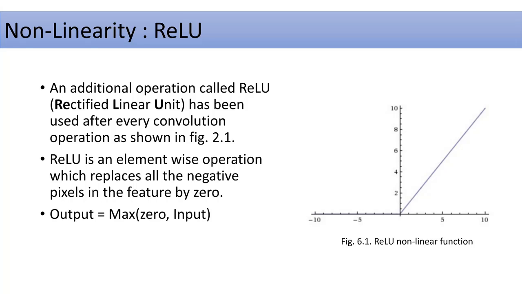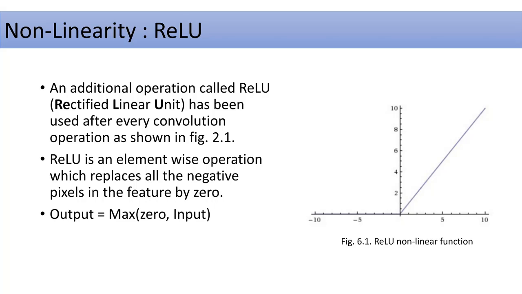So we have finally finished the convolution part of the CNN. Now we will move on to the non-linearity aspect of it. There, as you can see in the block diagram, there is an additional operation called the ReLU operation, the rectified linear unit operation, that has been performed in every convolution operation. So what exactly does a ReLU do? ReLU performs an element-wise operation.